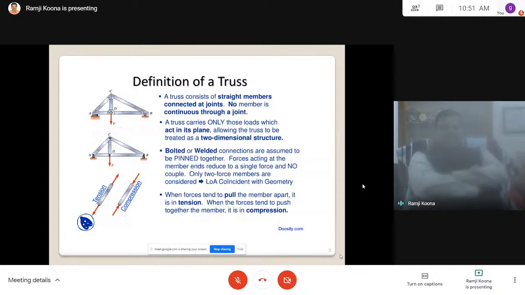See, this is the definition of a truss. A truss consists of straight members connected at the joints. No member is continuous through a joint, and it should be of triangular shape. Why? Because otherwise it is not stable. We will go through that part also. Always the truss's 3 members should be connected in a triangular form. If you connect 4 members, it is not stable. That we will discuss later. A truss carries loads only at the joints, which act in its plane. It is a plane truss. All members are acting in a single plane.